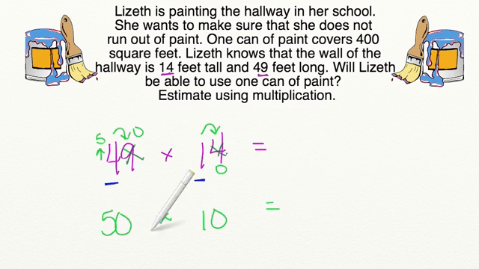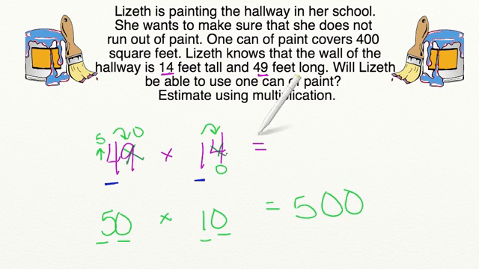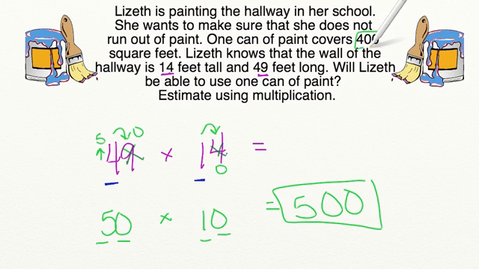Now it's pretty simple. 5 times 1 equals 5, and then we have 2 zeros to add on. So that means that the hallway is going to be about 500 square feet. And we know that 1 can of paint only covers 400 square feet. So that means that Lizette will have to use more than 1 can of paint.